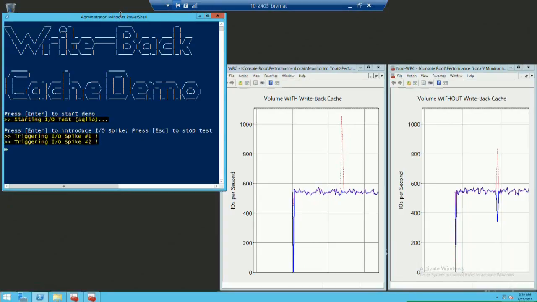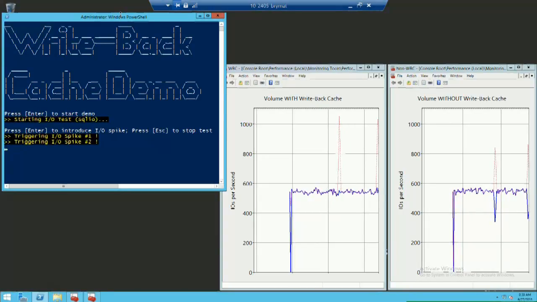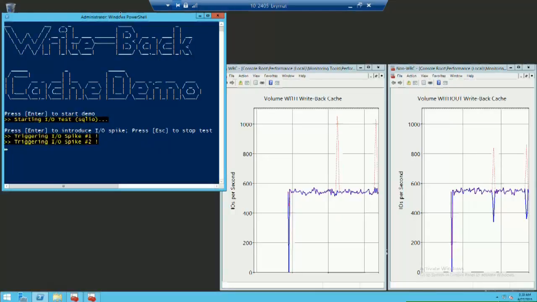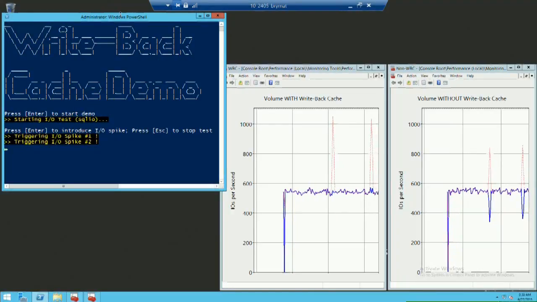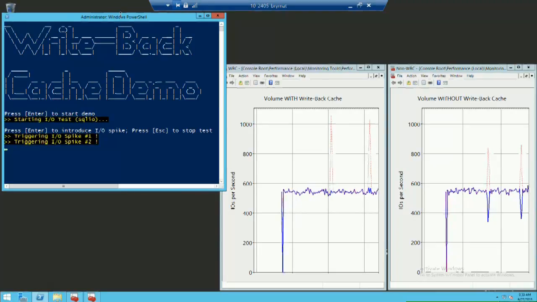Now when I deliver another write spike, you can see again, more work was done by both volumes, indicated by the dotted red line, but my SQL I/O running on the volume without a write-back cache was negatively impacted.